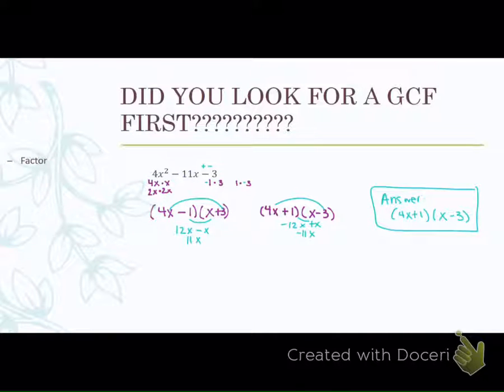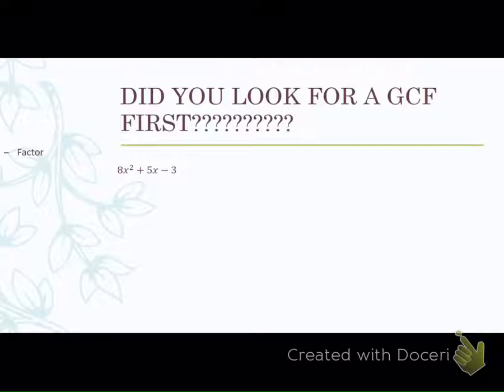Okay, try the next one on your own. You guys just did this one on your own. So, first thing we always do is look for a GCF. Is there a GCF? Yeah. What is it? 3. So I have 3c squared minus 2c minus 12.